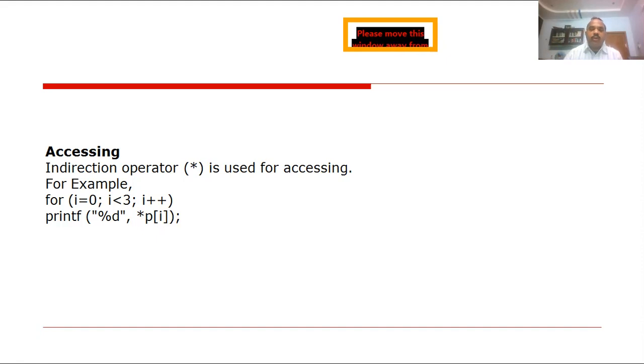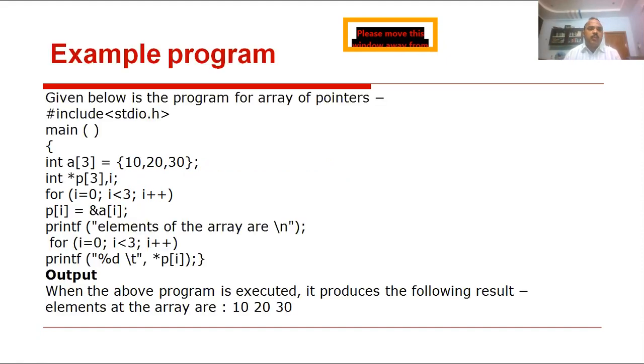Clear? Pointers, how to access pointer variables. Example program. Here integer A of 3 equal to 10, 20, 30. These three values are assigned into the array. So this is a general array, not a pointer array. Remember. Next one, integer asterisk P of 3. So this is a pointer array, declared as an array of pointers. Then for I equal to 0, I less than 3, I plus plus, assign each general array memory location address into the pointer array. So each pointer P of I value equals the address of A of I.